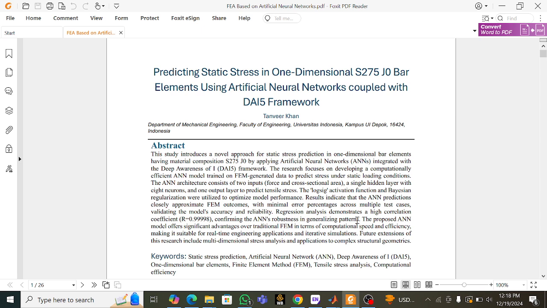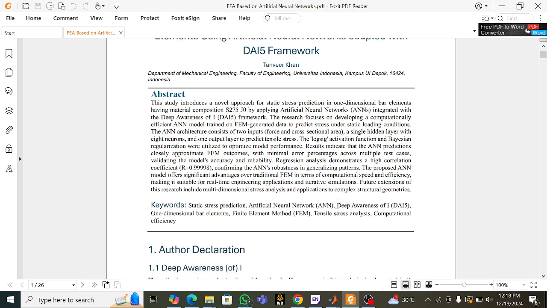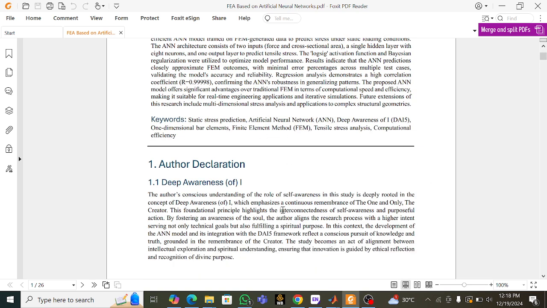The future work of this study is to apply it to multi-dimensional stress analysis as well as complex structural geometries. The keywords are static stress prediction, artificial neural network, deep awareness of I, one-dimensional bar element, finite element method, tensile stress analysis, and computational efficiency. These are the keywords of the study.